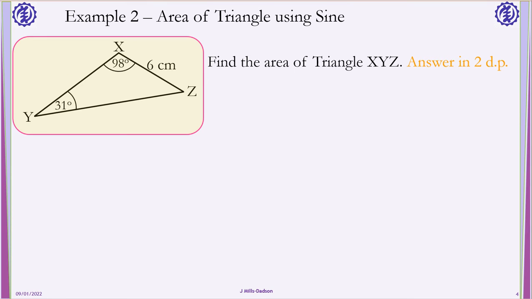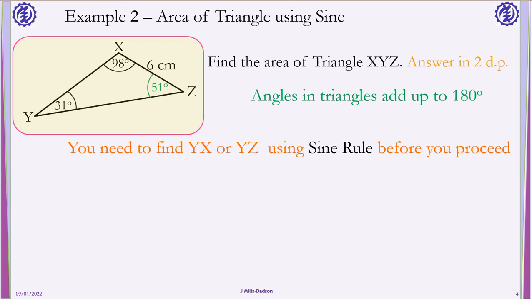Look at this. You check your information. I have just a side, which means I need to find another side. But to do that, I need to know the angle here. And you know angles in a triangle make 180, so that's 51 degrees. Remember the previous lesson about the sine rule for a side. To continue, you might need to work out YX or YZ, so I can use the sine rule to work out YX or YZ.